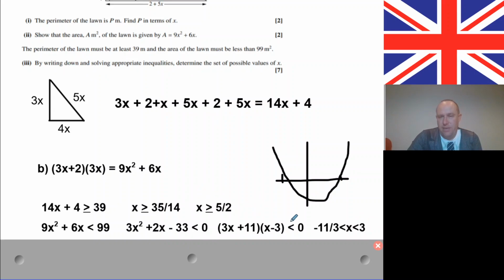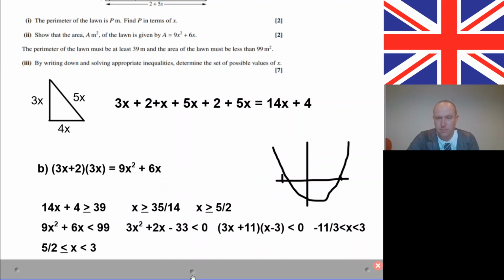Now, these are both found independently, but it says it has to work for both of these two cases. It says and. So it's not just one or the other. I've got to look at when both of these apply. Now, 5 over 2 is 2.5. So it's got to be greater than 2.5 straight away. So I can't have these negative values. But I know it's got to be less than 3 as well. So there's my final solution. It's between 5 over 2 and 3.